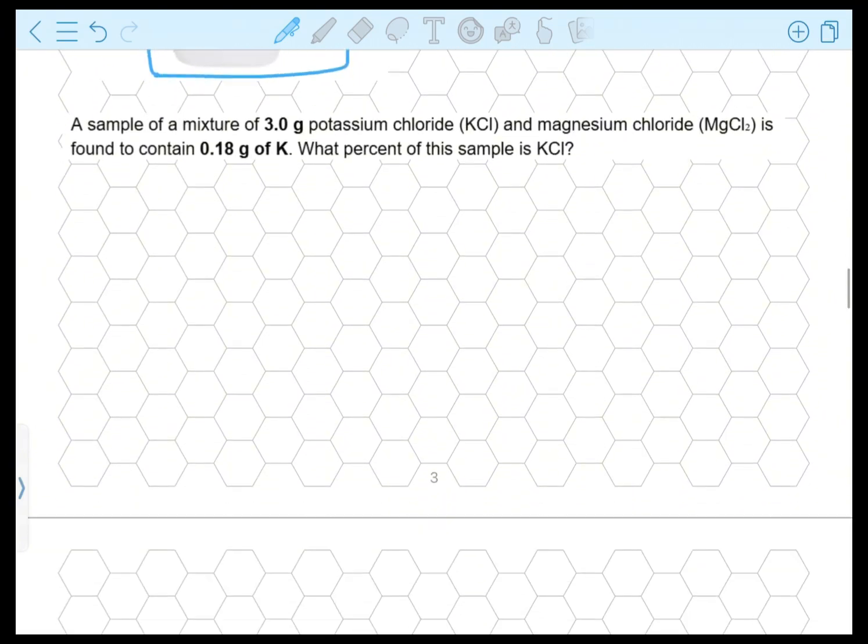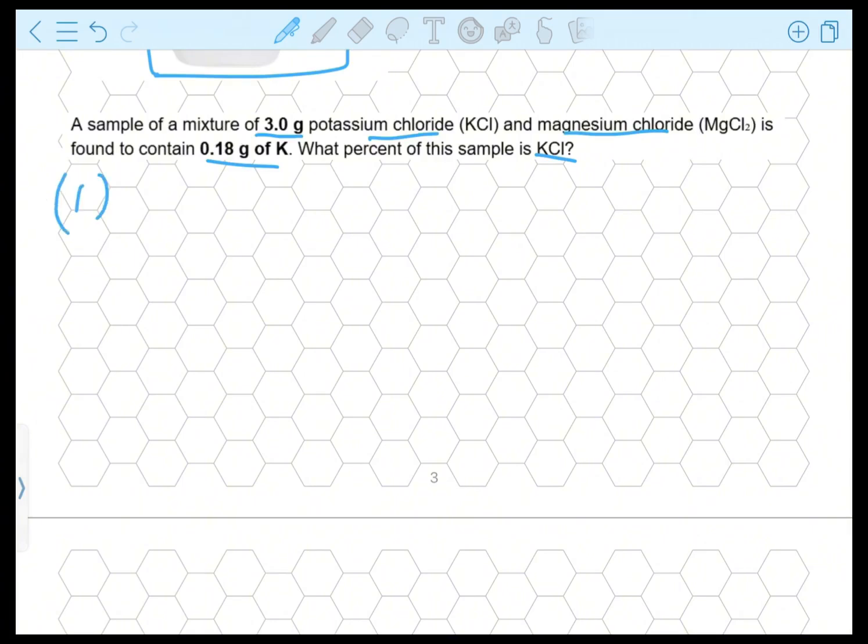Alright, so let's look at this practice problem, and I'll walk you through it since we haven't really seen many of these. A sample of a mixture of 3 grams of potassium chloride and magnesium chloride is found to contain 0.18 grams of potassium. What percent of the sample is potassium chloride?